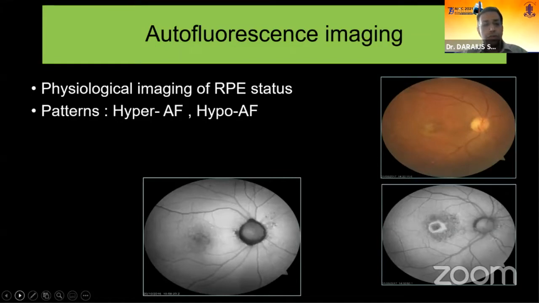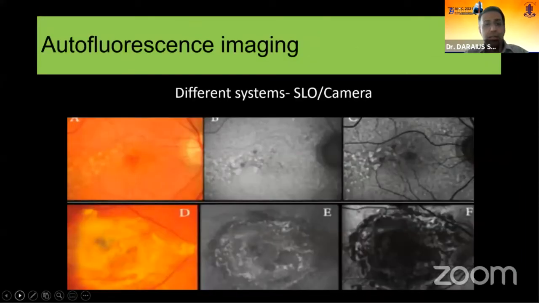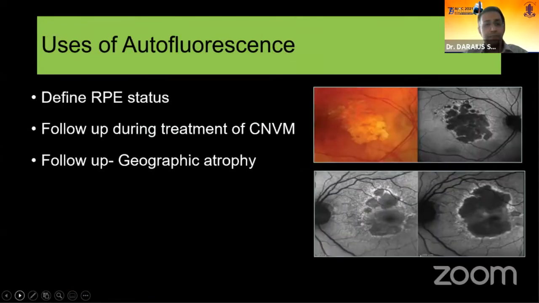Basically, first is autofluorescence, which gives us something about the physiological imaging for the RPE status. We have hyper and hypo AF patterns, which you can see. And you can use either a camera, a flash system, or an SLO-based system. What are the uses in AMD? It defines the RPE status, follows up during the treatment of CNVM, and the geographic atrophy.